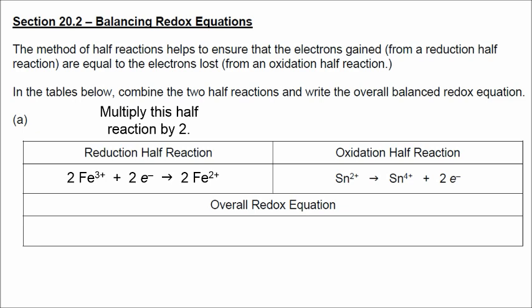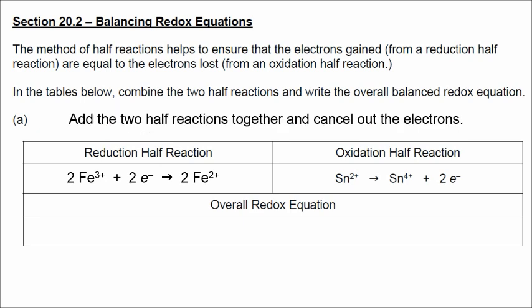When we add these two half reactions together, the electrons cancel out, and we end up with 2 iron 3+ ions plus a tin 2+ ion. It produces 2 iron 2+ ions and a tin 4+. The overall charge on both sides of the equation is +8. So everything is balanced in terms of atoms and charge.